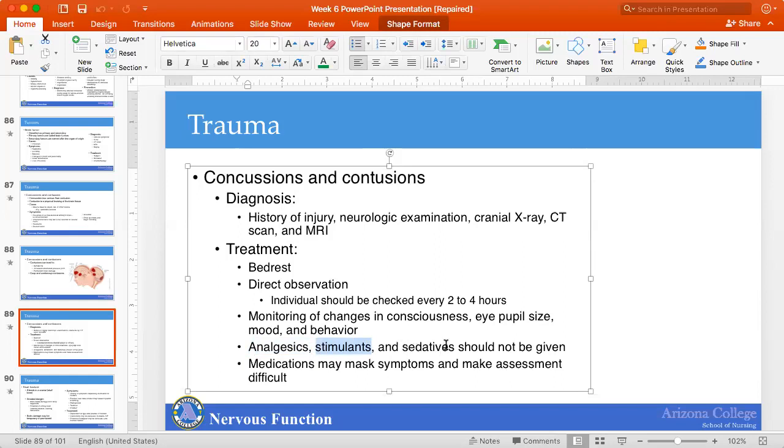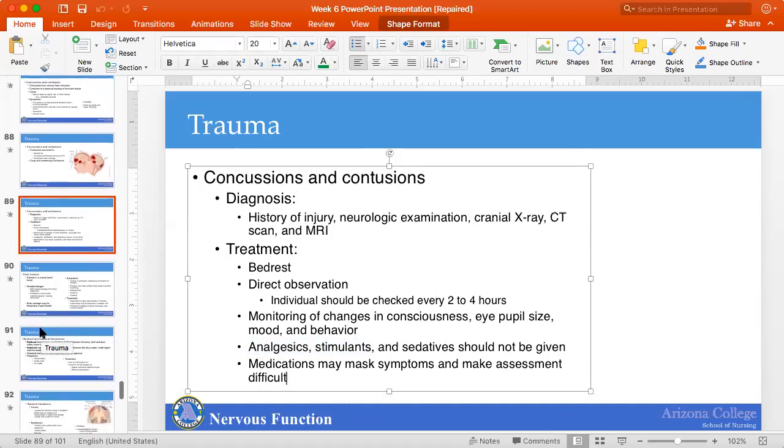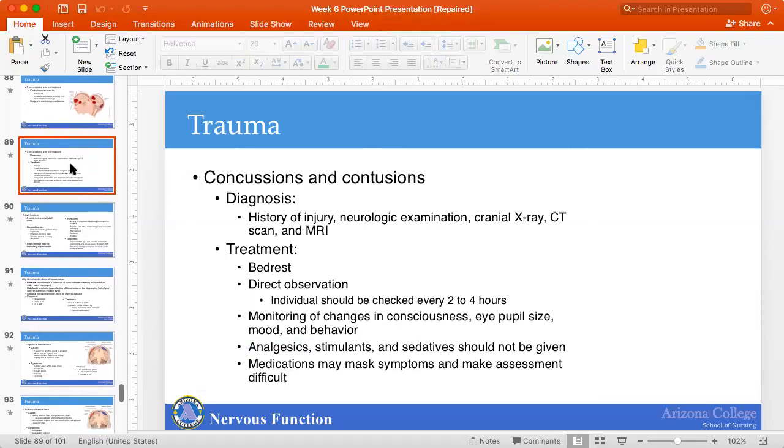And as you can see, sedatives should not be given, as that could be very dangerous. If you give them a sedative, they may not wake up. Medications may mask symptoms and make assessment difficult, so they could mask some of the problems initially, but typically, if the damage is enough, you get an idea of what their impairments are anyway.